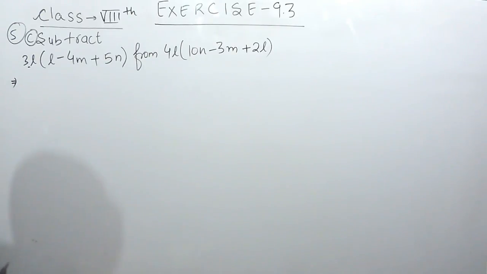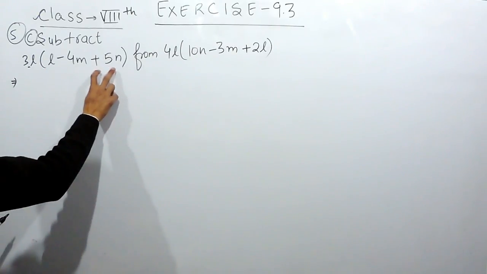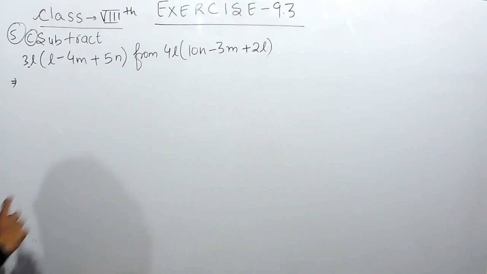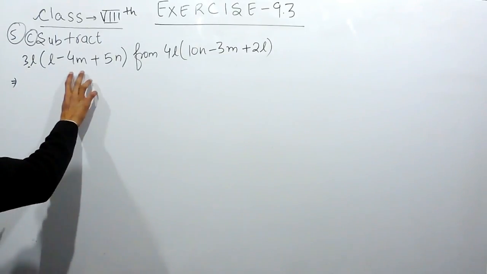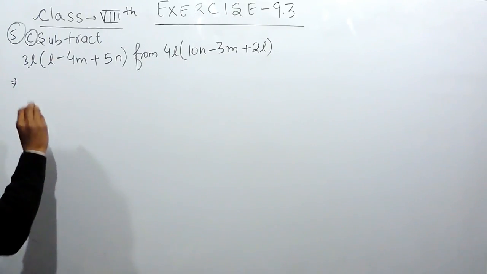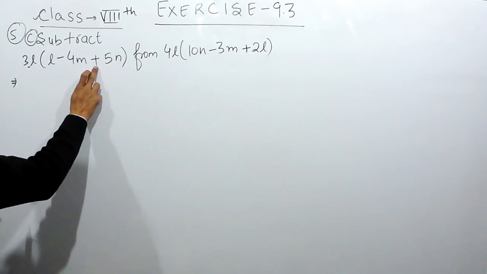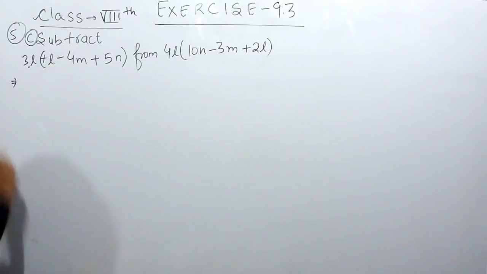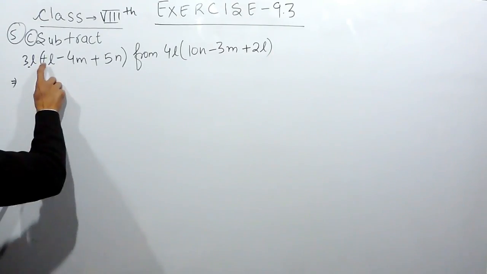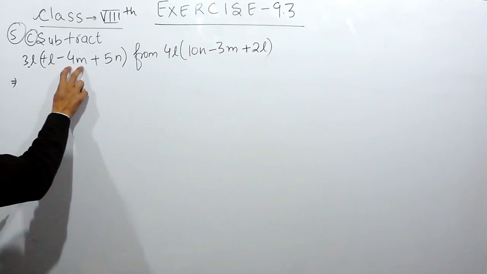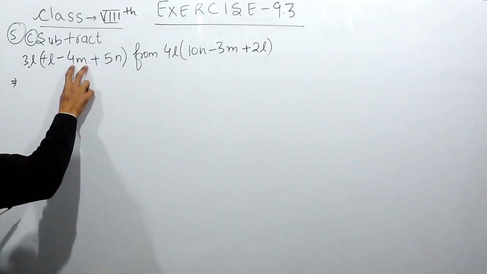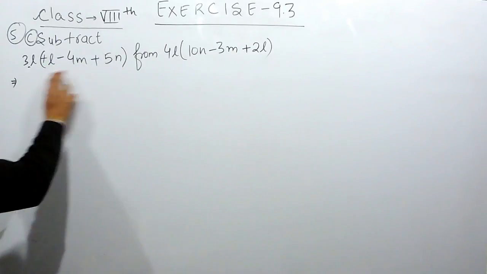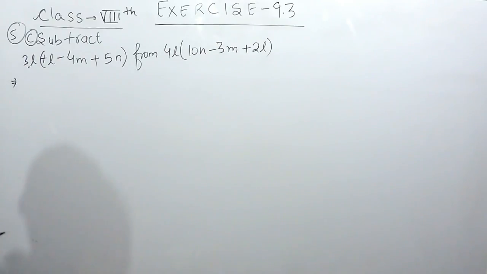And I've already told you how we know how many terms there are inside the bracket. For that we count the number of signs. This is the first sign, this is the second sign, and where nothing is written we consider it as plus. So there are three signs, which means there are three terms: L as first, 4M second, and 5N as third. So we have to multiply this with all the terms.